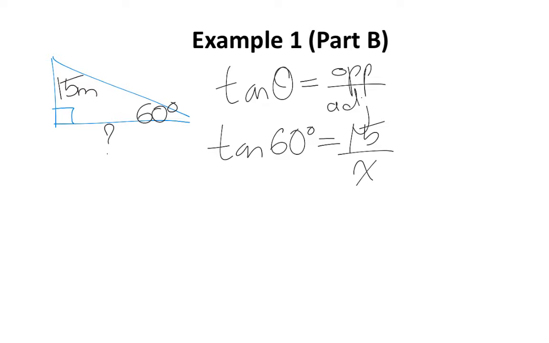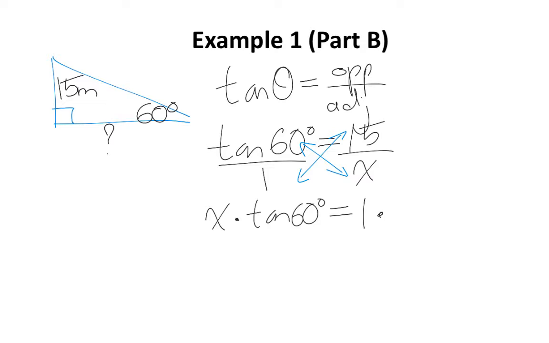Now, there are different ways to solve this question from this point. I'm going to do it with cross multiplication. I'm going to make this a fraction, so that's tan 60 over 1. At this point, you're going to cross multiply. So I'm going to get x multiplied by tan of 60 degrees, and I'm going to have 1 multiplied by 15.